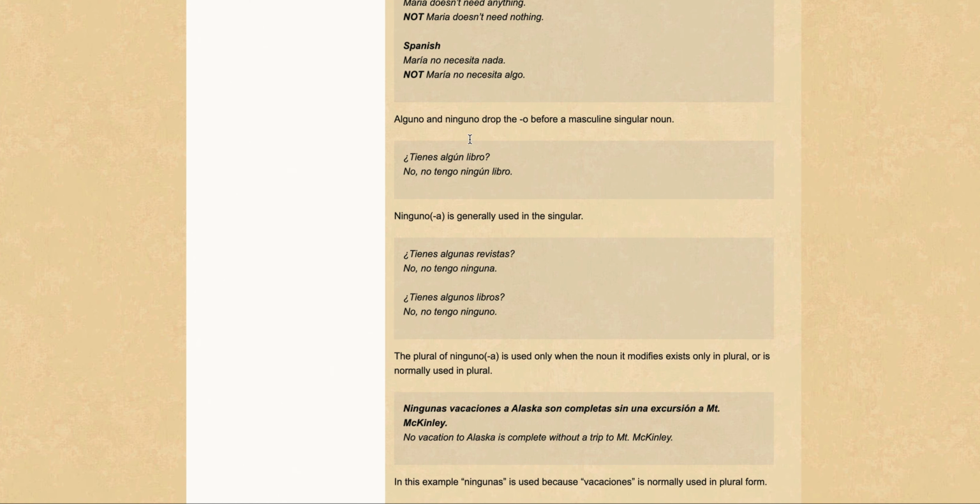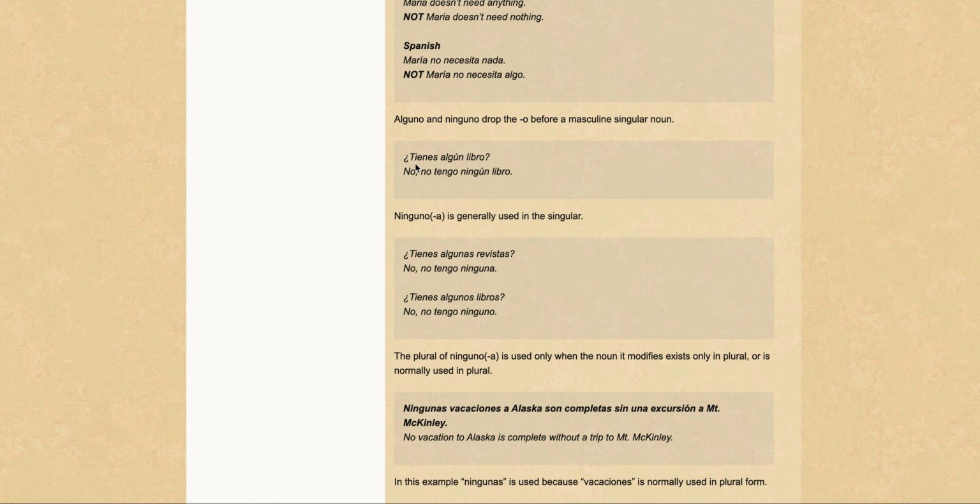Alguno and ninguno drop the O before a masculine singular noun. So let's see what it means. Alguno has an O at the end, and ninguno also has an O at the end. When you're using these words before a masculine singular noun, we drop the O at the end.